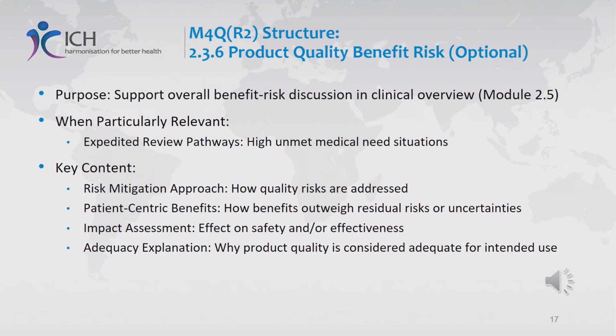The key content includes risk mitigation and how the quality risk was addressed, the patient-centric benefit, how the benefit outweighs the residual uncertainty, and the impact assessment, which is the impact on safety and effectiveness. We also want to make sure the product quality is considered adequate for the intended purpose. So this section helps integrate quality considerations into the overall benefit assessment, ensuring the quality is not evaluated in isolation from the clinical considerations.